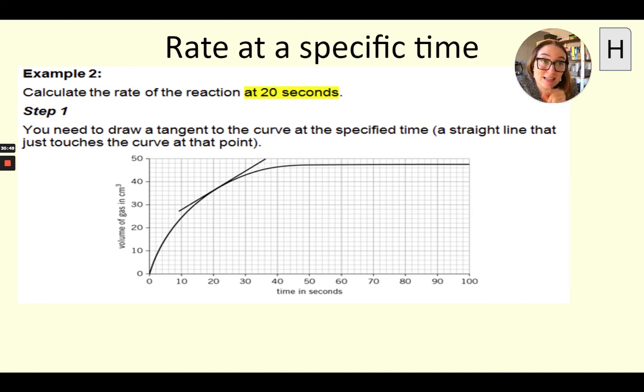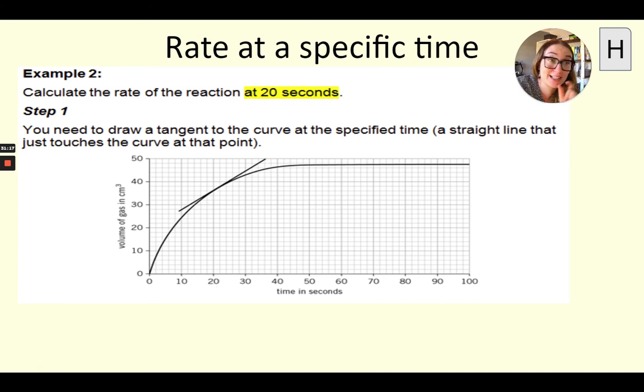So the question says, calculate rate of reaction at 20 seconds. So the first thing you need to do is draw a tangent at the specified time. So a tangent is a line that you draw against your curve, and the line should hit the curve at the time that the question has said. So here you can see that the line hits the curve at 20 seconds. Okay. Now it's difficult to be very, very accurate with this, but if you've made a good attempt, you will get marks in the exam.